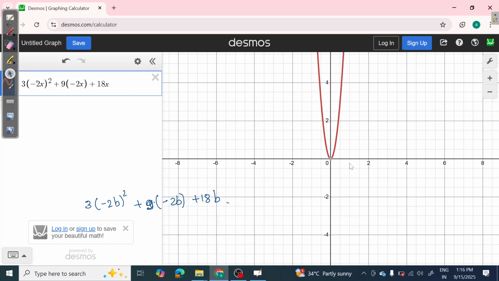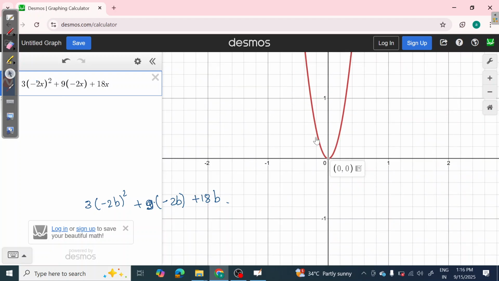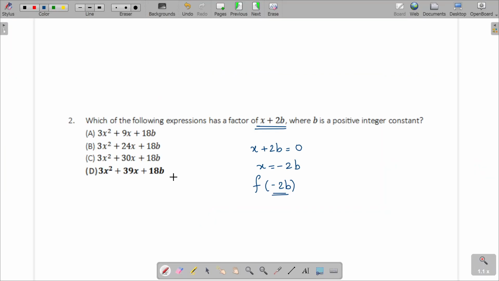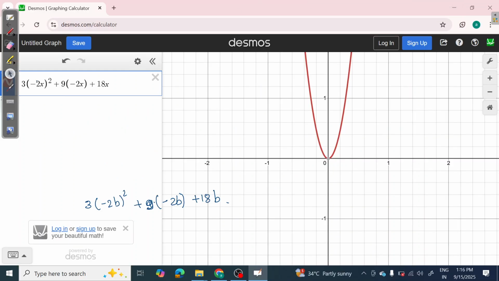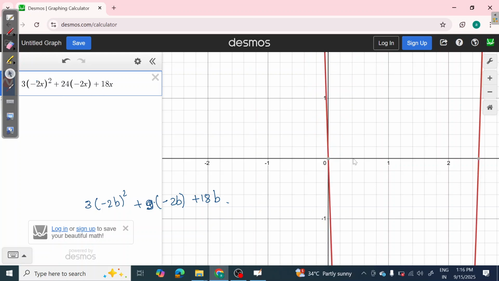Now, can you see your graph is only at 0. 0 is not an integer. I'll check the other values as well. Now the first term and last term are the same in all the expressions. Only the middle term is changing. So 24, 30 and 39. First I'll put 24. So here it is 0, but another value is decimal. It's not an integer.